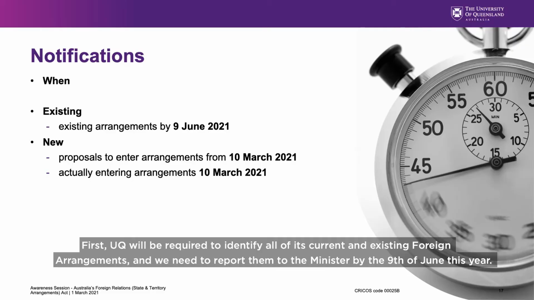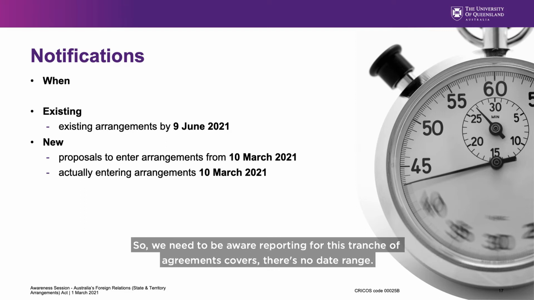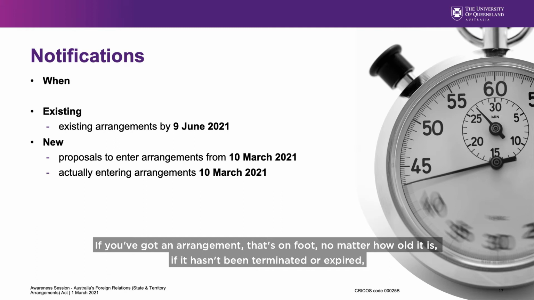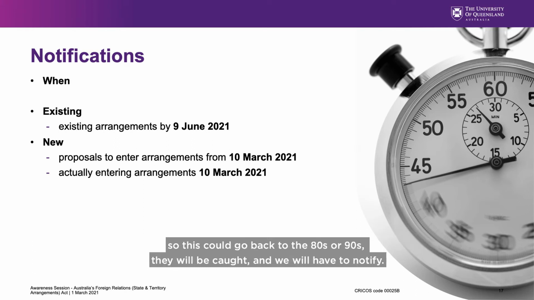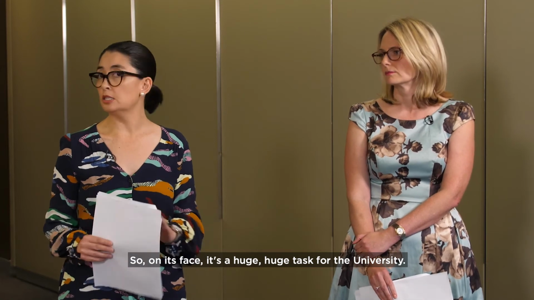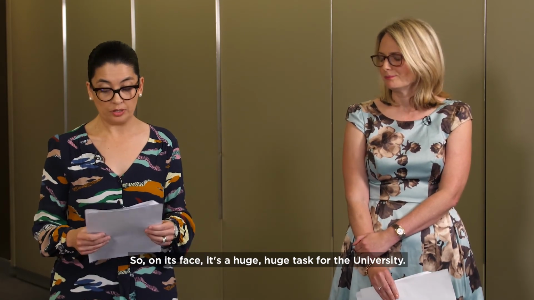First, UQ will be required to identify all of its current and existing foreign arrangements, and we need to report them to the Minister by the 9th of June this year. So we need to be aware, reporting for this tranche of agreements, there's no date range. If you've got an arrangement that's on foot, no matter how old it is, if it hasn't been terminated or expired, so this could go back to the 80s or 90s, they will be caught and we will have to notify. So on its face, it's a huge task for the university.